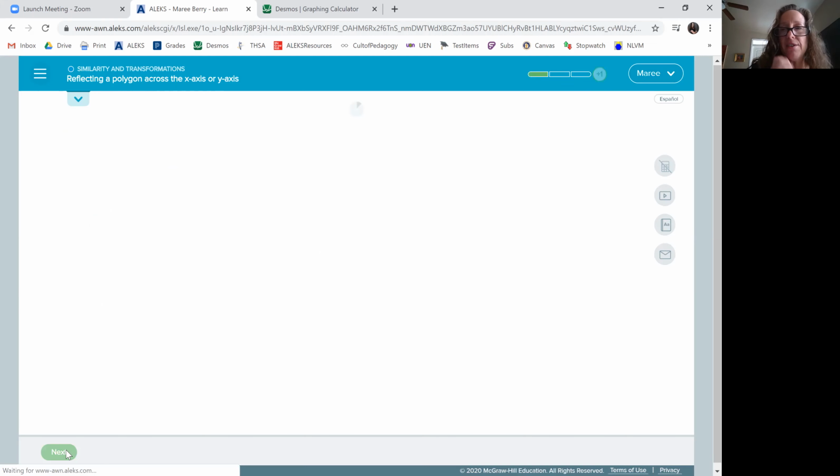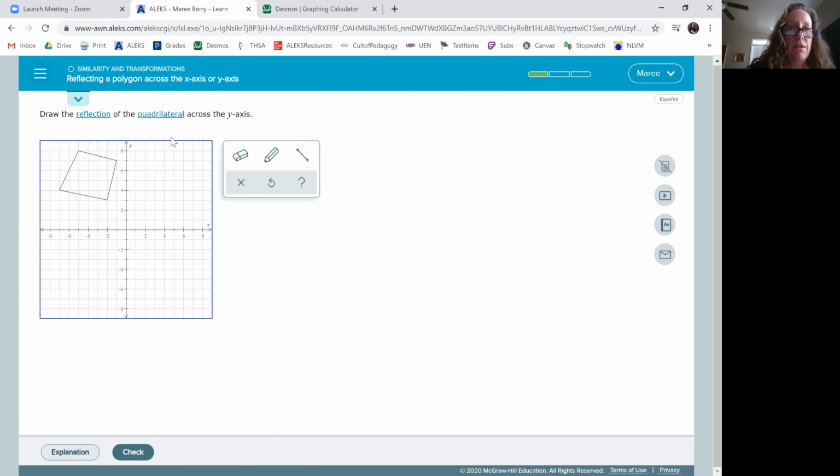Let's see if we can get one across the y that I can show you. Yes, across the y. This one is 1 point from the y, so we're going to go 1 point the other way. This is 5 points, so we're going to go 5 points the other way. This is 2, so we're going to go over to +2. This is at -7, so we're going to go across to +7.